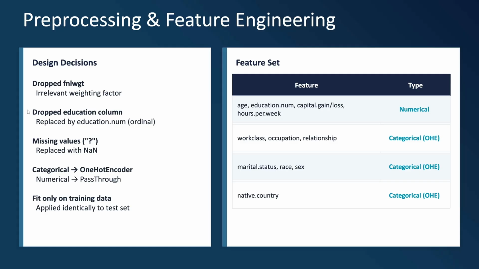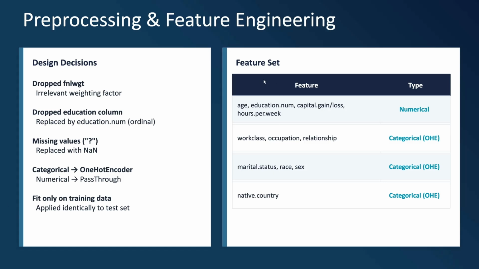So more on the pre-processing and feature engineering. Our design decisions included dropping the final weight feature since it was irrelevant to our model predictions. We dropped the education column and replaced it with an ordinal education numerical column. We replaced missing values with NaN. We passed categorical data to a one-hot encoder, and we fit only on training data and applied it identically to the test set.